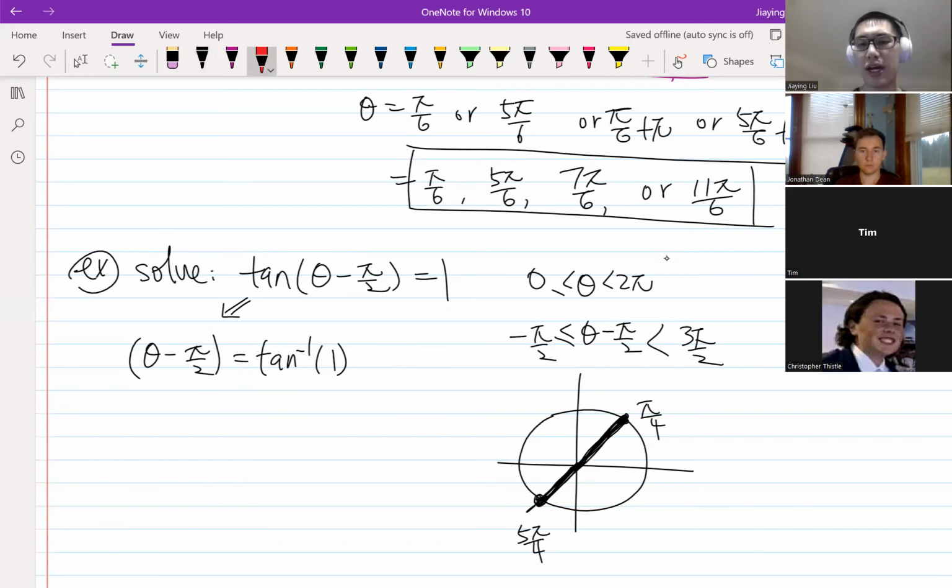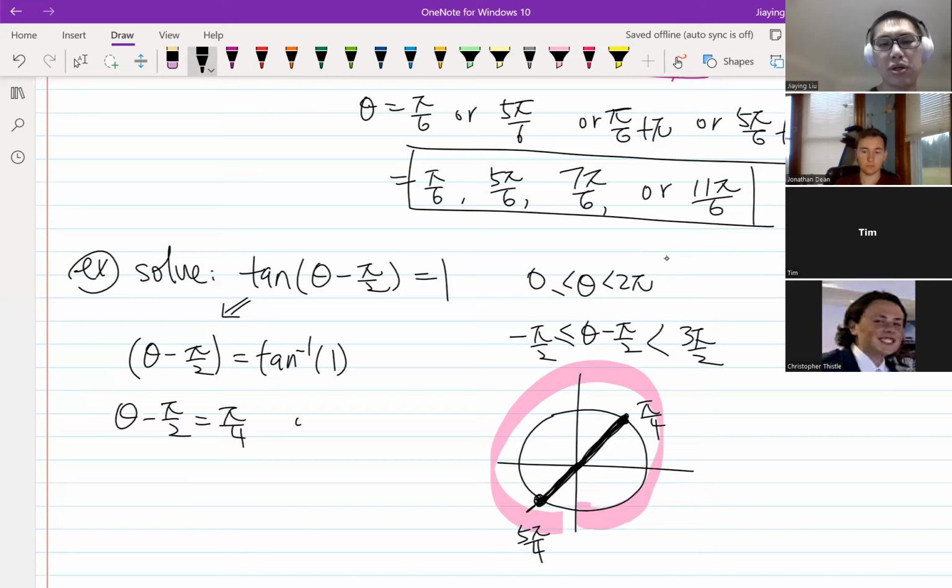But we want to find the angle that's from negative pi over 2 all the way to 3 pi over 2. Are there any angles that we have not covered yet? No, right? Those are the only two correct angles. So we get theta minus pi over 2 equals pi over 4, or theta minus pi over 2 equals 5 pi over 4.